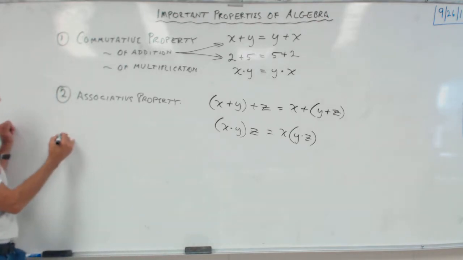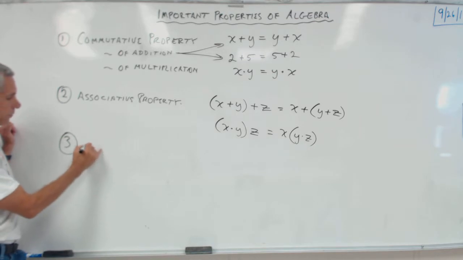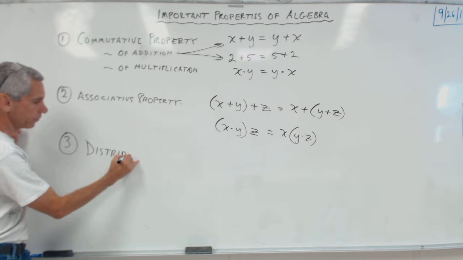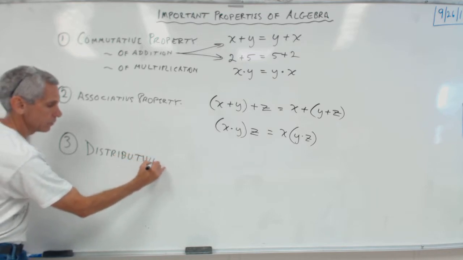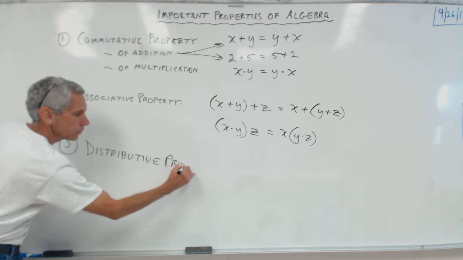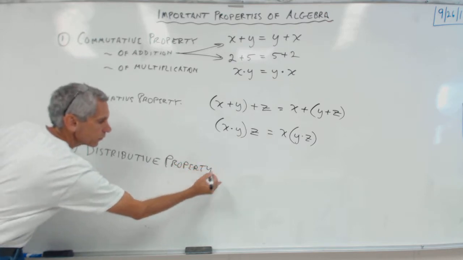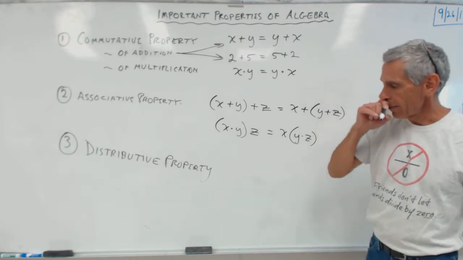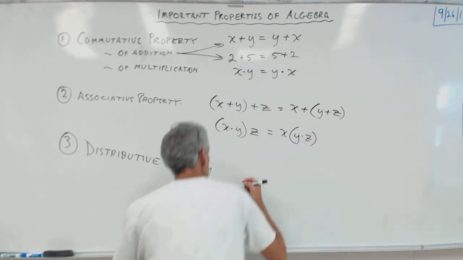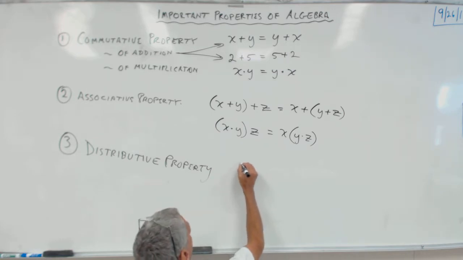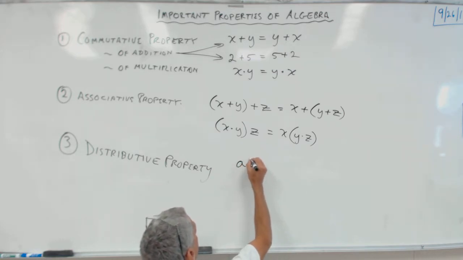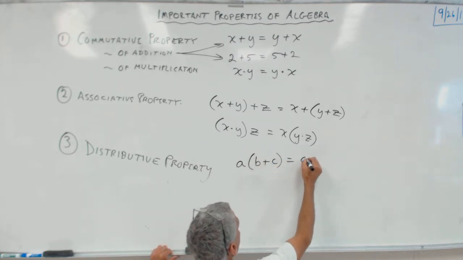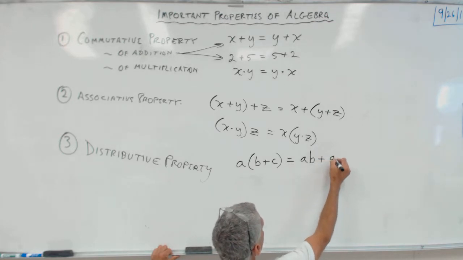Now the third main property is distributive property. And you will be using this all the time. I feel like I'm going downhill here, aren't I? Okay, distributive property. All right, so this is what the rule actually states. A times B plus C is equal to AB plus AC.